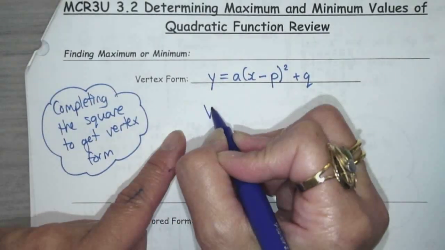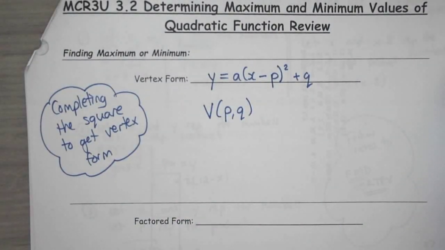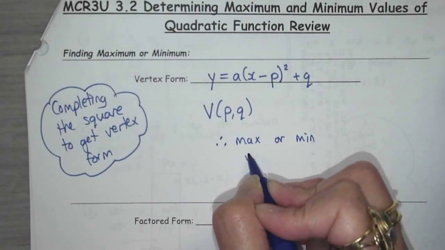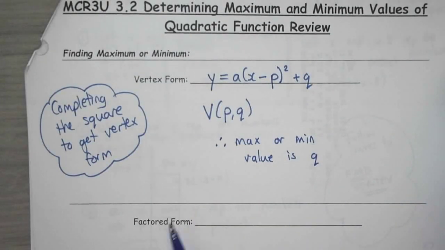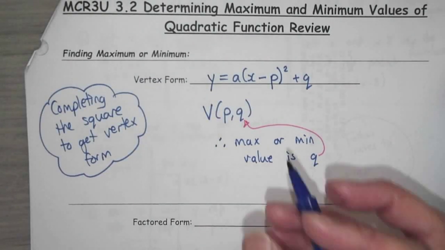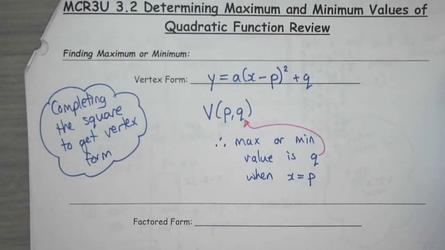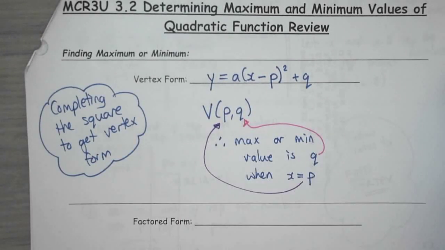From here, you know your vertex is (p, q). And you can read your maximum and minimum off this easily. So therefore, the max or min value is q, whatever the y value is. And that happens when x equals whatever the p value is here. So you get the p value and the q value from your vertex, and all that information.